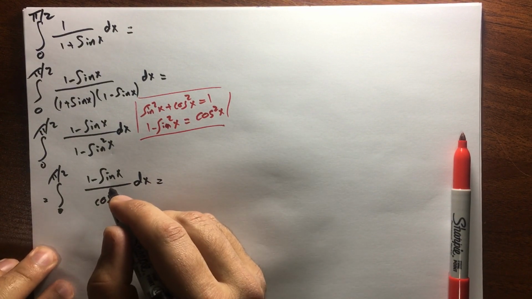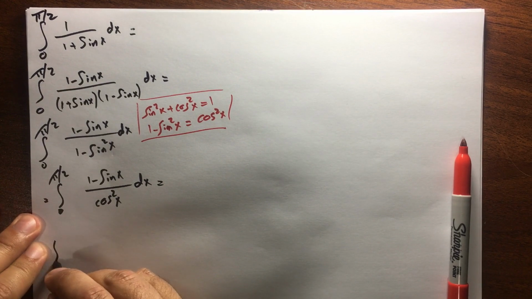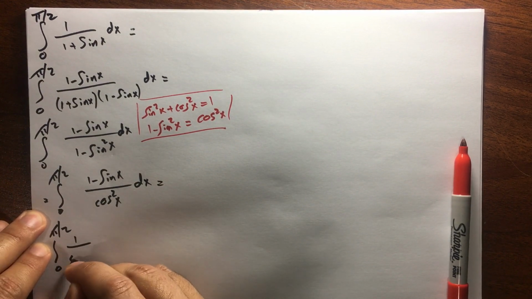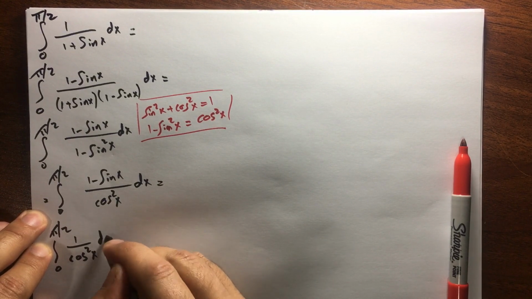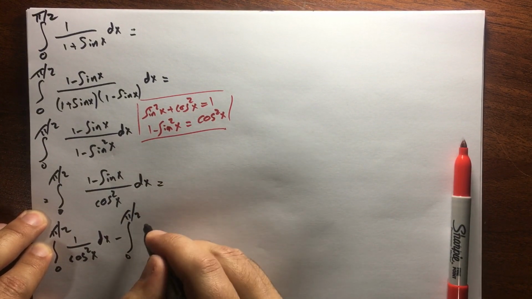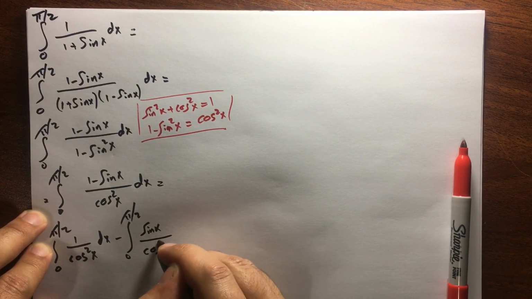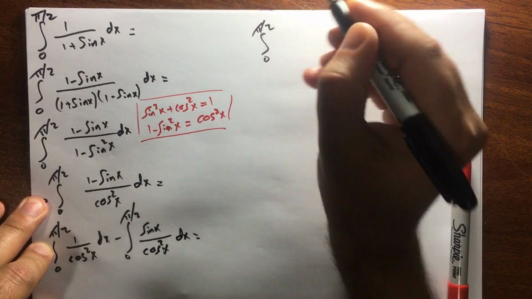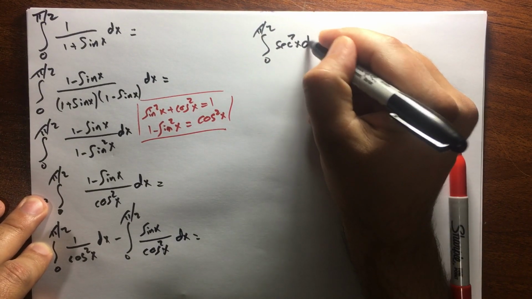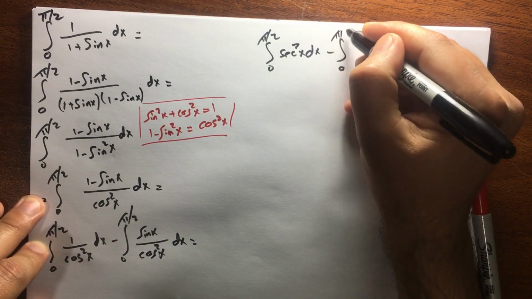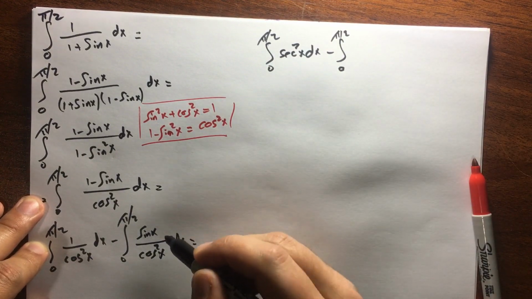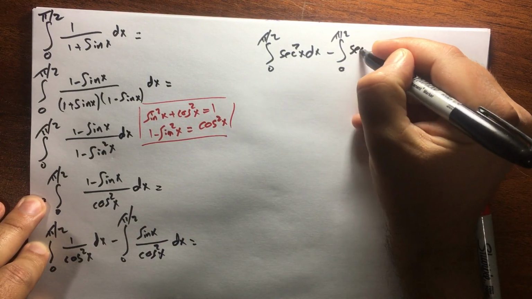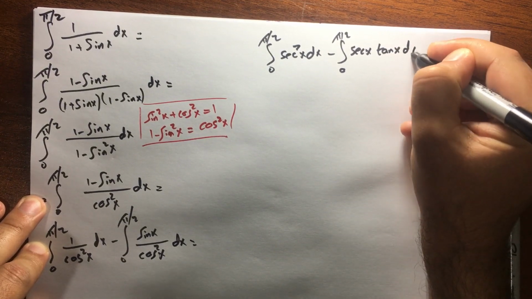We now split the integrand into two fractions and two integrals. So we have the integral from 0 to pi over 2 of 1 over cosine squared x dx minus the integral from 0 to pi over 2 of sin x over cosine squared x dx. This equals the integral from 0 to pi over 2 of secant squared x dx minus the integral from 0 to pi over 2 of sin x over cosine squared x. So we have sin x over cosine x, which is tan x, and we are left with 1 over cosine x, which is secant x tan x dx.